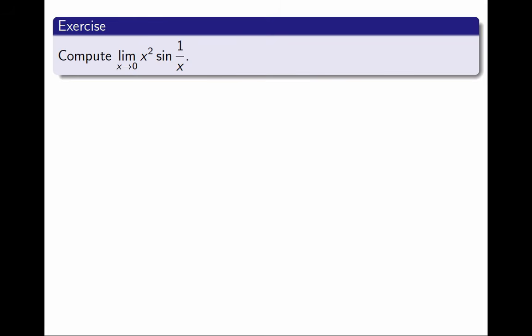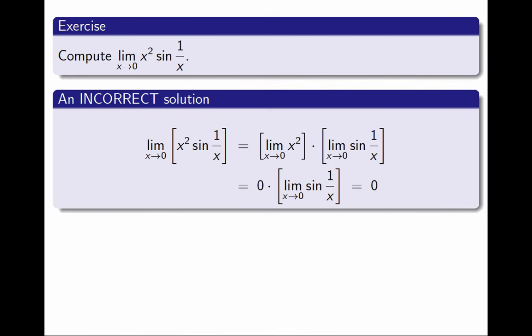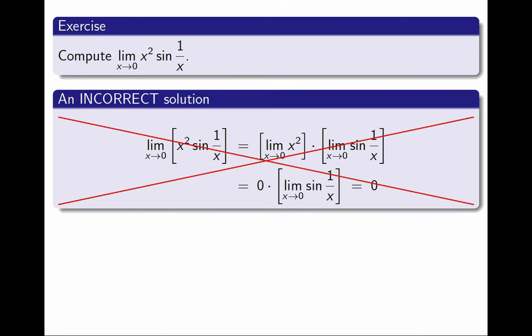It is a trap. I want to compute the limit as x approaches 0 of x squared times sine of 1 over x. There is a quick, tempting way to answer this, and it is as follows. This function is the product of two functions, so the limit will be the product: the limit of x squared times the limit of sine of 1 over x. And the first limit, x squared, is 0. And 0 times anything is 0, so the answer is 0. That's it. This argument is completely wrong. This is an incorrect solution.